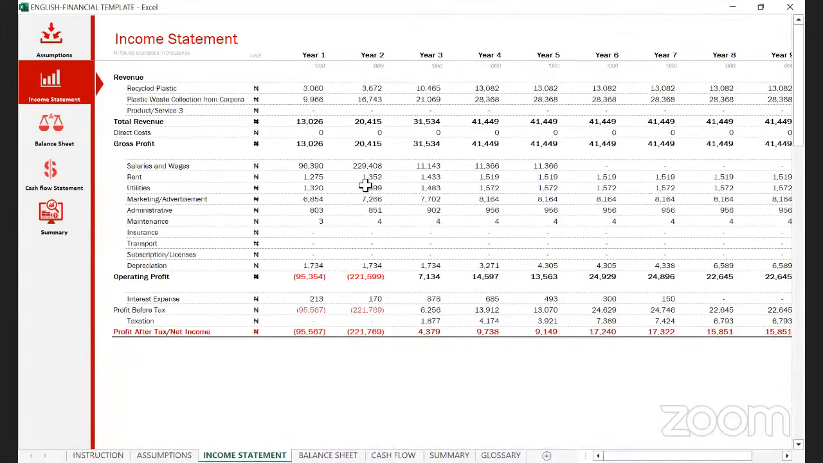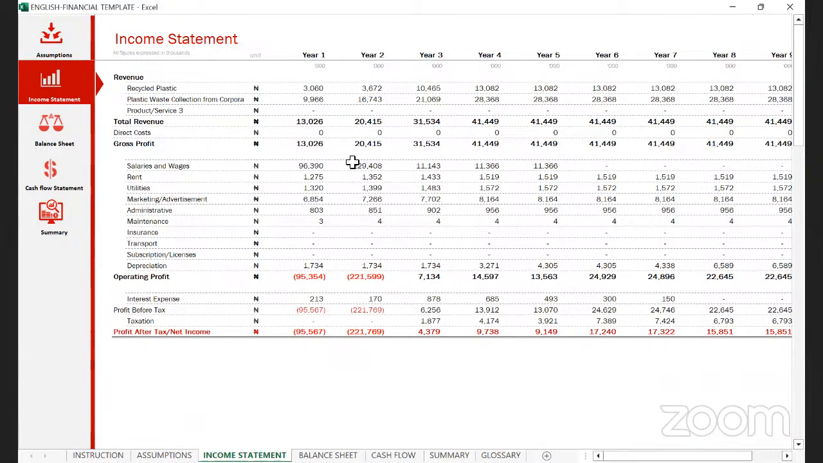And then when we come over here, we can see in the income statements that I modeled for this business, running through year 1 and year 2, the business is running at a loss. You can see it is red, and these brackets mean that it's negative. So the net loss is minus 95 million in year 1 and minus 221 million in year 2. So this is showing that the business will be running at a loss for the first 2 years.